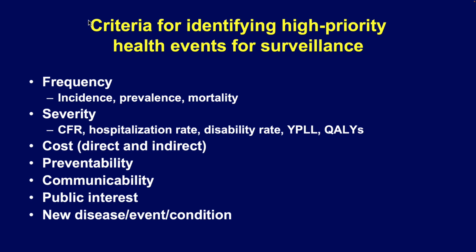Another consideration is how preventable the condition is, or to what extent is there a public health action that can follow as a result of understanding the disease burden better. The extent to which a condition is communicable or contagious may be a consideration, as is public interest or public concern around that particular issue. And finally, whether or not it's a new disease or event or condition factors into trying to decide whether or not a health event should undergo surveillance or whether a new surveillance system should be developed.